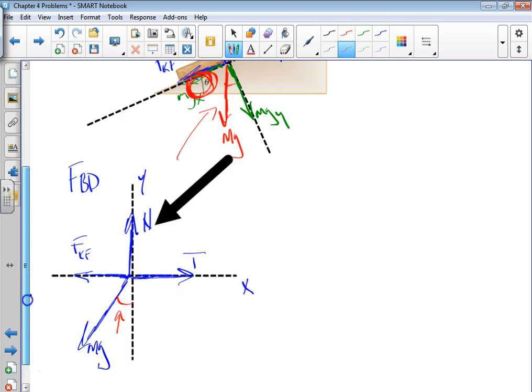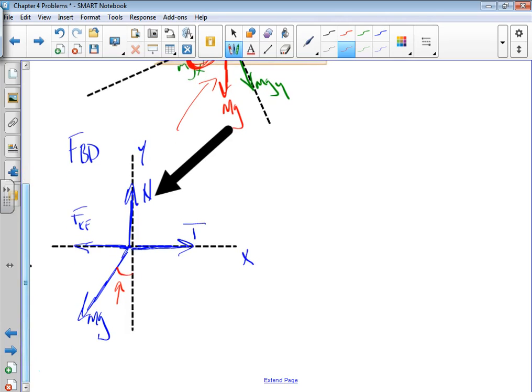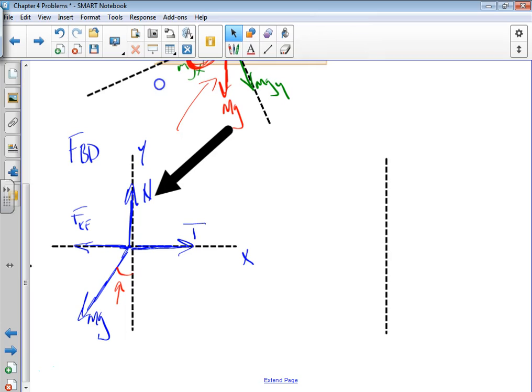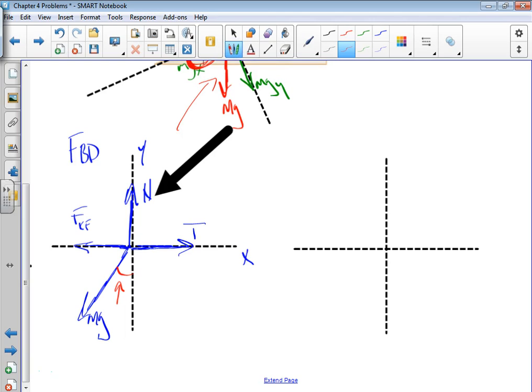So, for example, I'll go down here, and we're going to work on those components now. We're going to make a component diagram. I believe I've mentioned these in class before, but if I haven't, this is a component diagram. And by that, I mean a diagram where we take any forces that are at an angle and we break them up into their components. Of course, any force that isn't at an angle is going to remain right where it was. So, for example, normal force is going to stay the same.